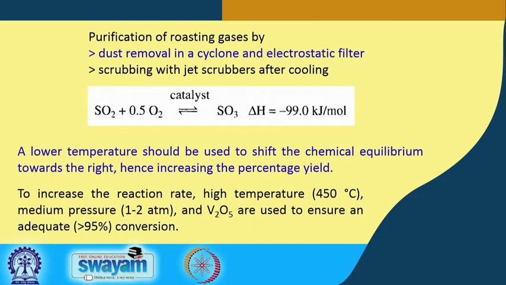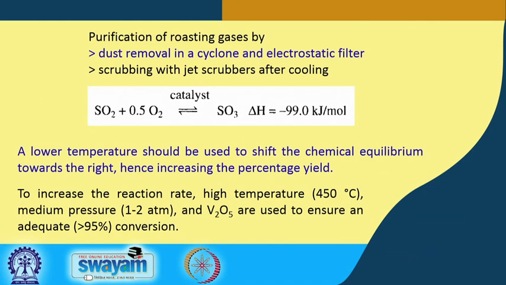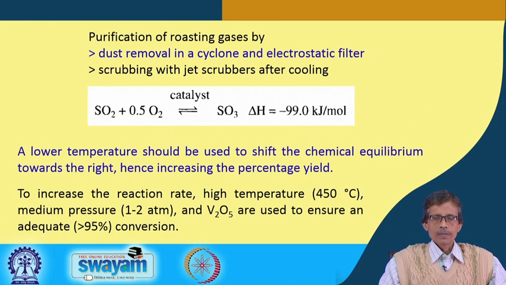So, once you have cooled it, you can pass it through a scrubber. The scrubber has very small pores, and the gas is passed through those pores and the particles will be retained by the scrubbers. Jet scrubbers are used for the removal of those particles.